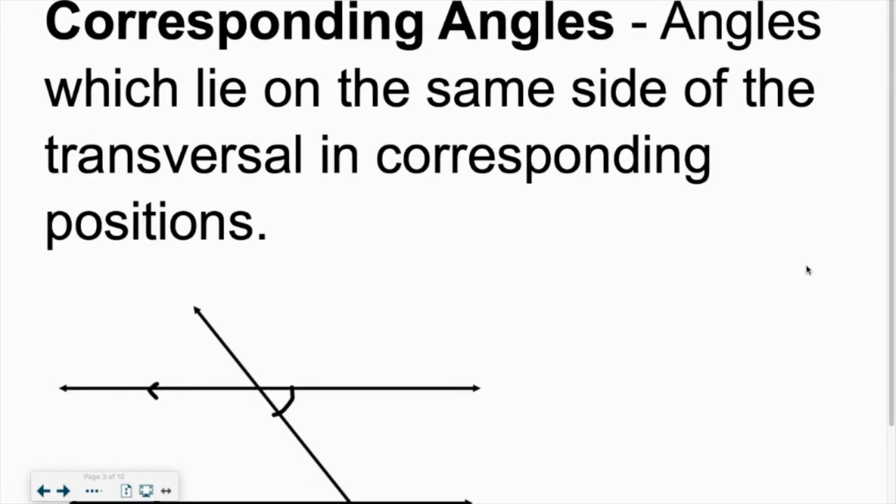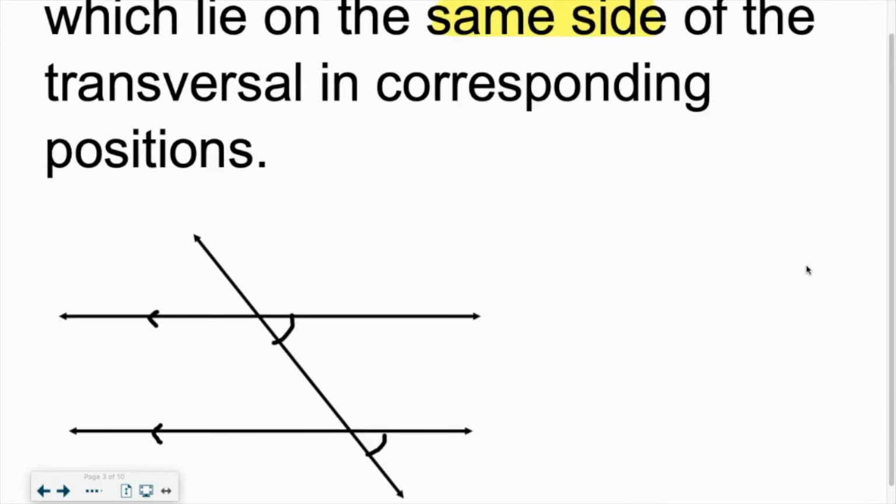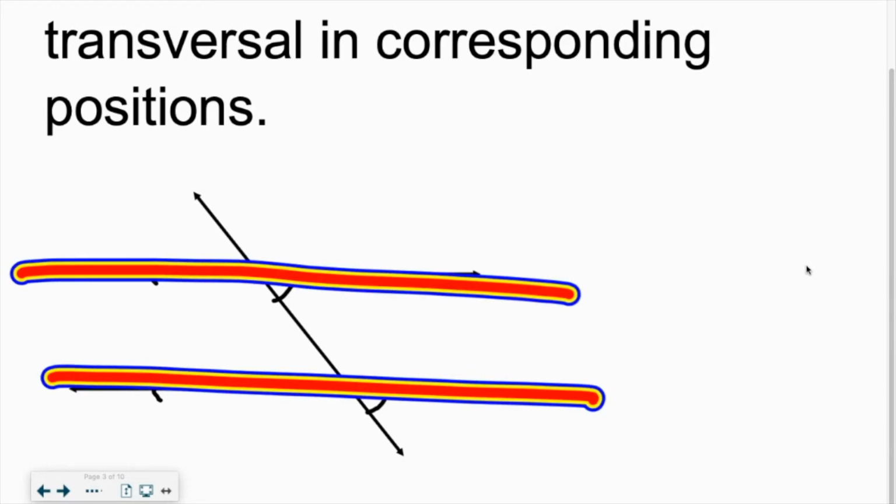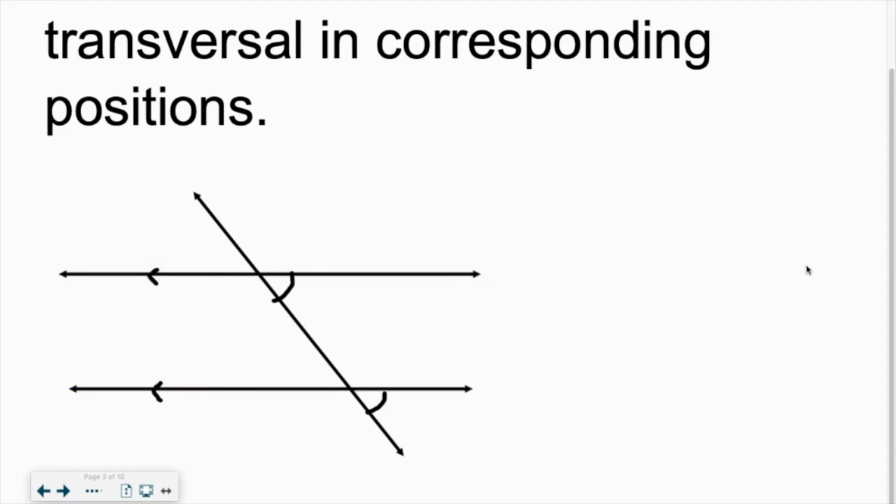When we have that, we have this phrase corresponding angles. Big thing here with corresponding angles, they're on the same side. They correspond to one another. Big definition, angles which lie on the same side of the transversal in corresponding positions. Big phrase, but let's take a look at it down here. Again, notice we have 2 parallel lines. You can see them right here. They're not named, but that's okay. You can see they're parallel because they've got those little arrows there.